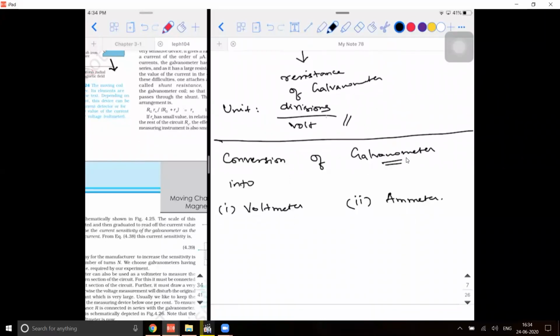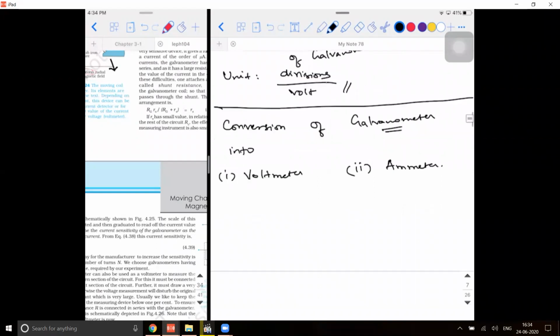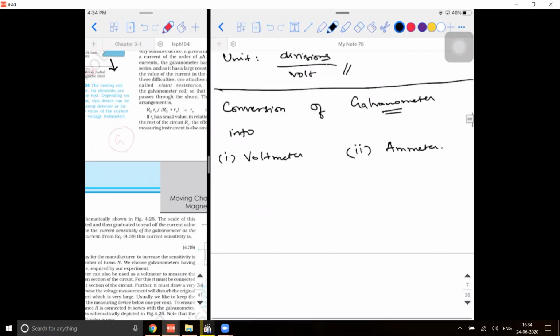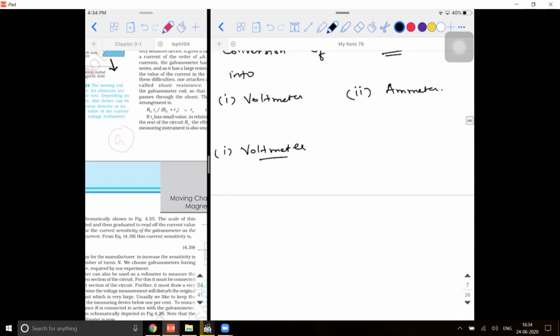Generally, the symbol for a galvanometer is a circle with a G. This you know, right? I've already discussed this in the third chapter. So first, let me talk about the voltmeter. What does a voltmeter do? Obviously, it will measure the potential difference, right?